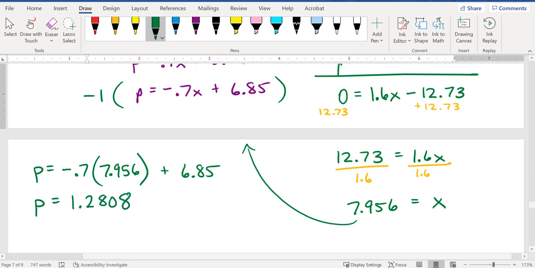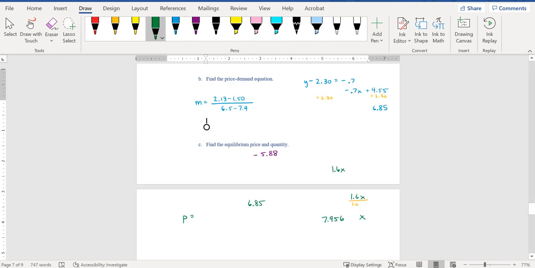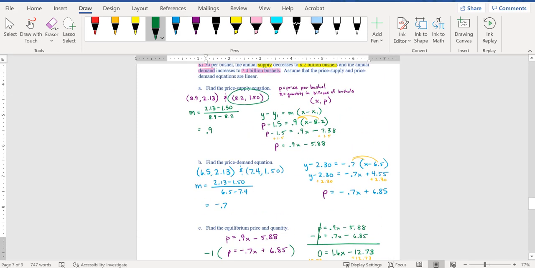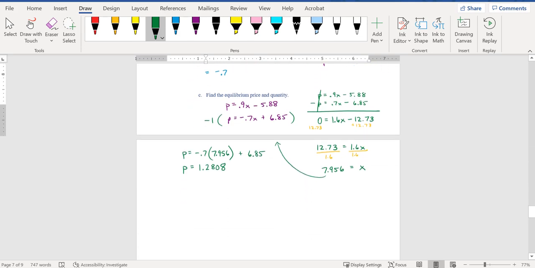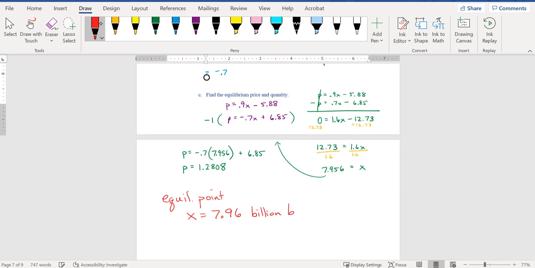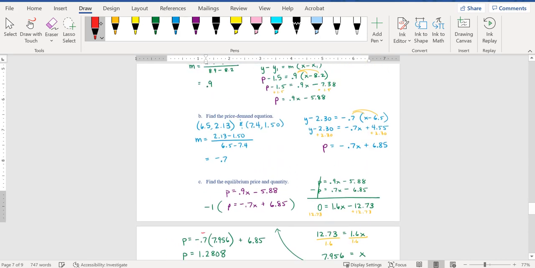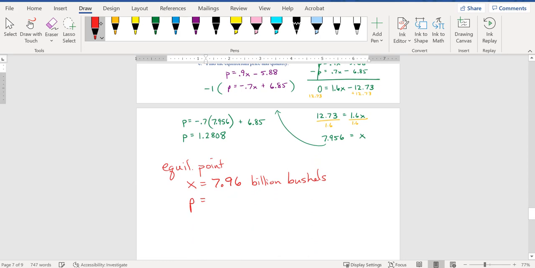Now, what does this mean in terms of the problem? Let's go back up to what x and y were. X was the quantity in billions of bushels. So the equilibrium point or the equilibrium price is when you have 7.96 billion bushels. And that's when you're charging a price of, P was the price per bushel. So you're charging a price of 1.28 per bushel.